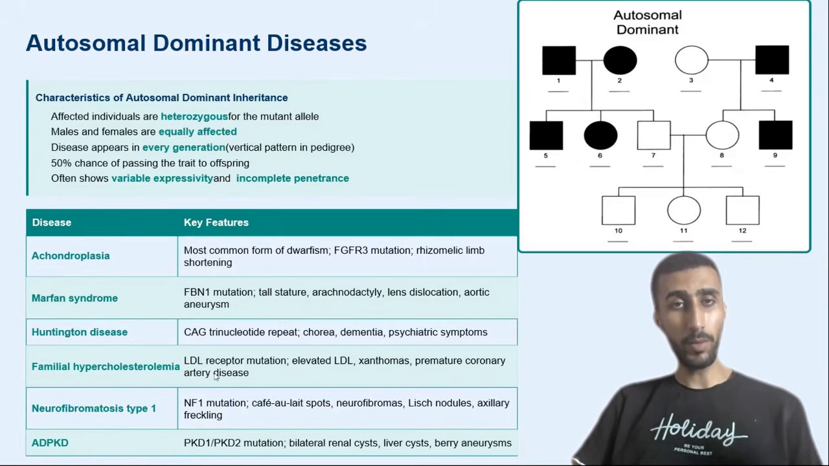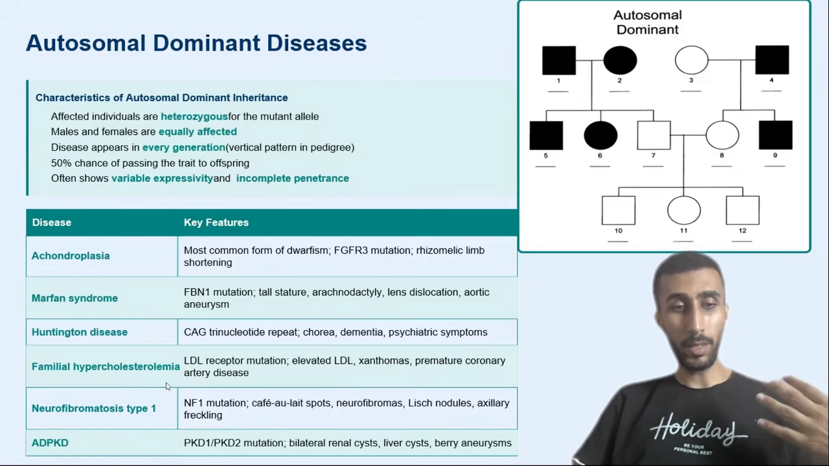Familial hypercholesterolemia, we've talked about it in the lipid metabolism revision. It is an LDL receptor mutation. LDL cholesterol is the bad cholesterol, and it is supposed to be sucked up by the LDL receptor from the blood.